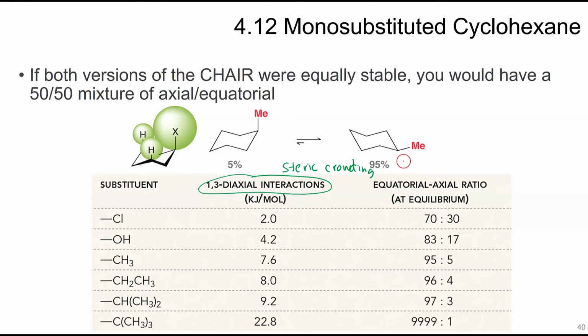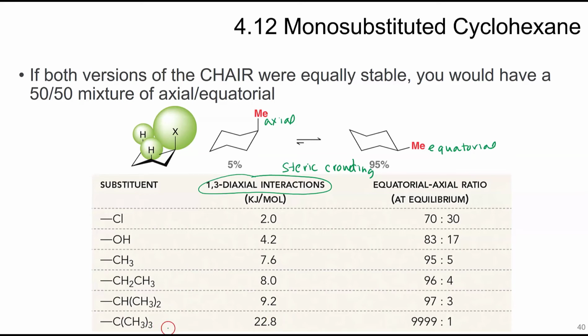So you would actually see 95% of this methylcyclohexane in the equatorial position, compared to the axial position, which is only 5%. So this is that space bubble that I was referring to. These H's here kind of start bumping space bubbles when this is in the axial position. So as your group size increases, the amount of diaxial interactions is going to increase quite dramatically.